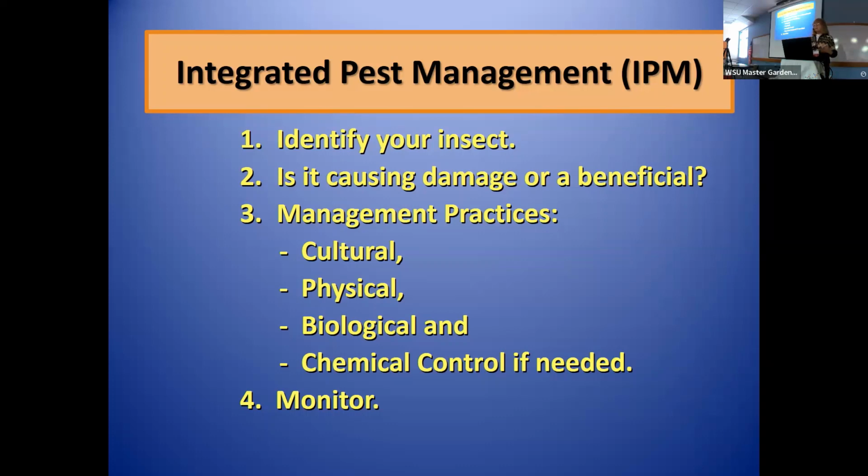Now, in this talk, I won't be talking about using insecticides or chemical control. We would need another whole hour to do that, so we won't be discussing that. I do want to remind you that insecticides will not prevent problems in the future. They just reduce the population at the time. They can also kill your beneficials, which isn't a good thing. So this talk is going to be about how to mitigate problems through cultural, physical, and biological control.